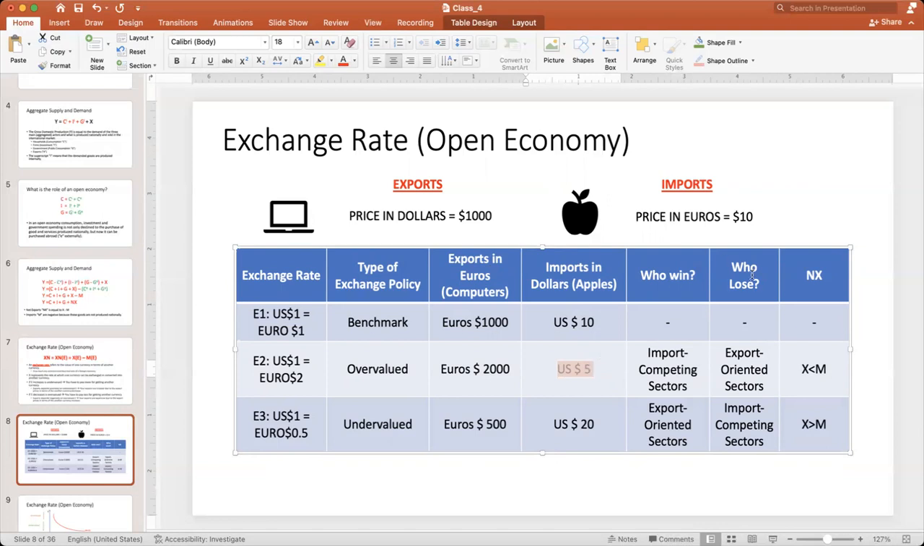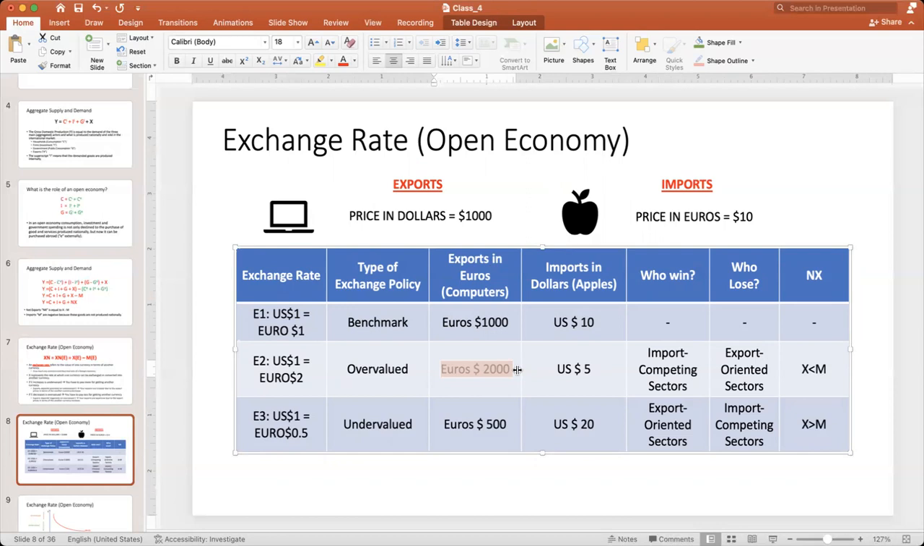However, who loses? Well, the sector that loses is the export-oriented sector. Why? Because they are producing the same computer. And for us, that computer has a price of $1,000. However, for a European person, he has to pay double. So because of that, the exports decrease and the imports increase.